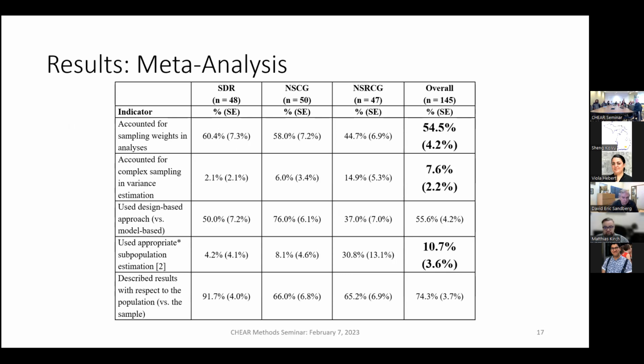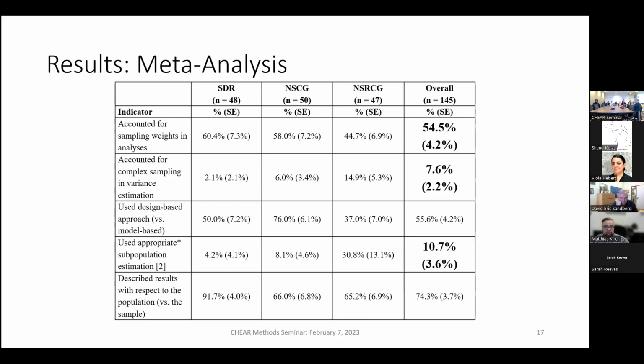the overall sample. Accounting for sampling weights in analysis, half. Accounted for complex sampling and variance estimation, less than 10%. Using a design-based approach versus a model-based approach, a little more than half. Using appropriate subpopulation estimation, a little over 10%. Describing results with respect to the population versus saying, here's what my sample says, articles generally did a pretty good job at that. But the other numbers are staggering.